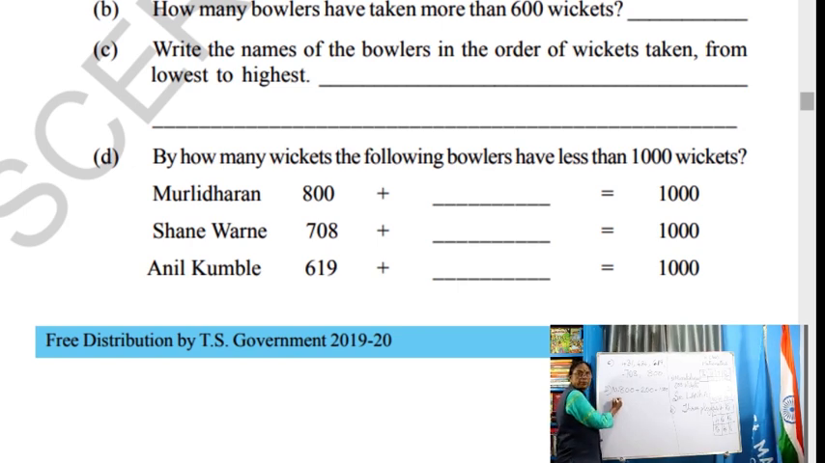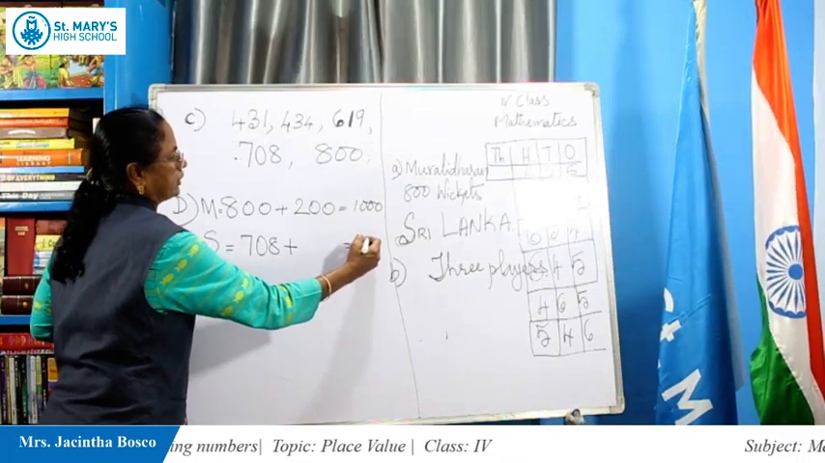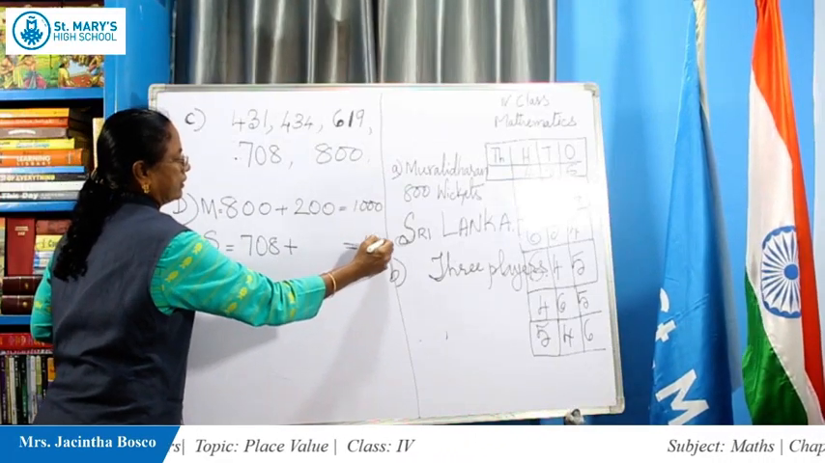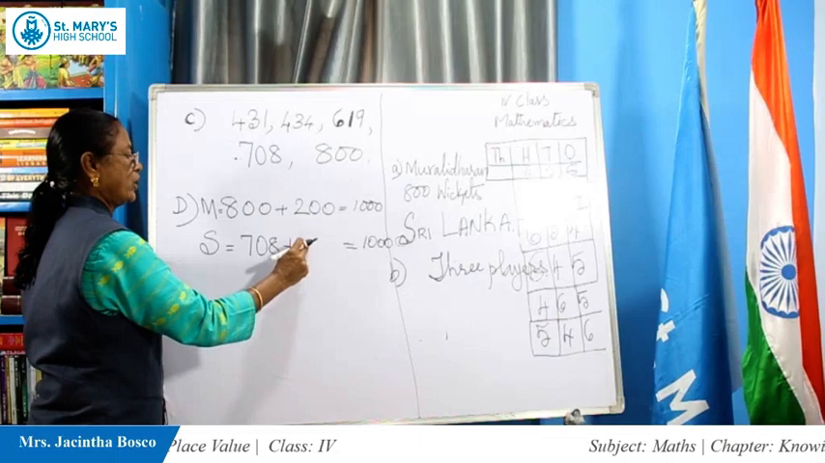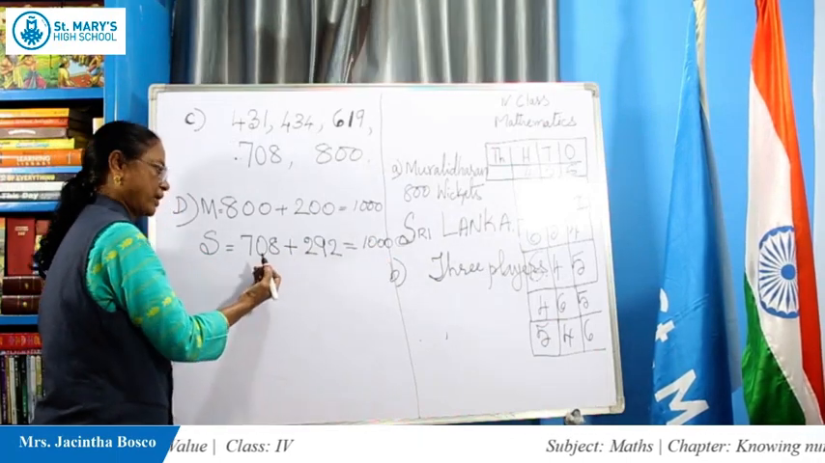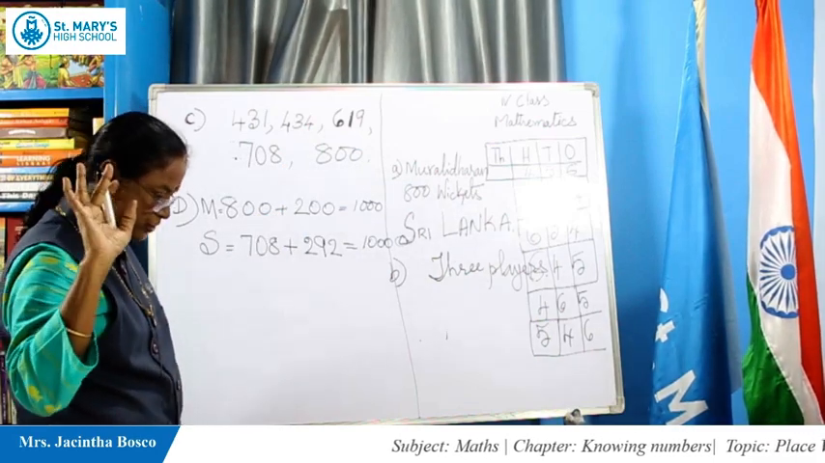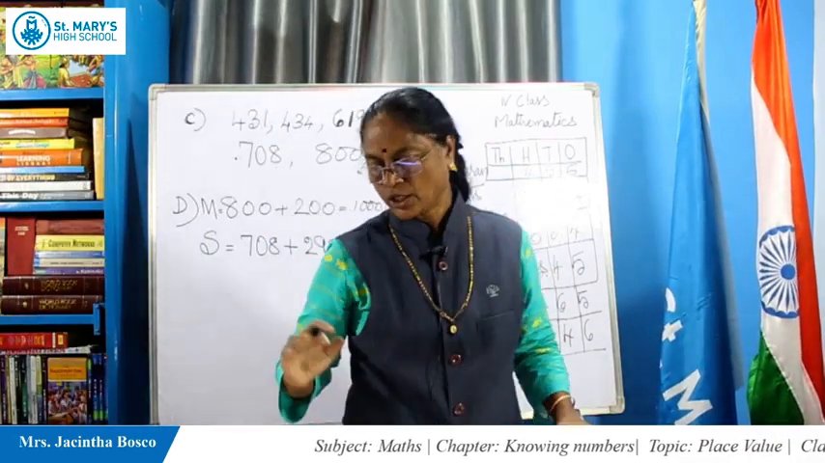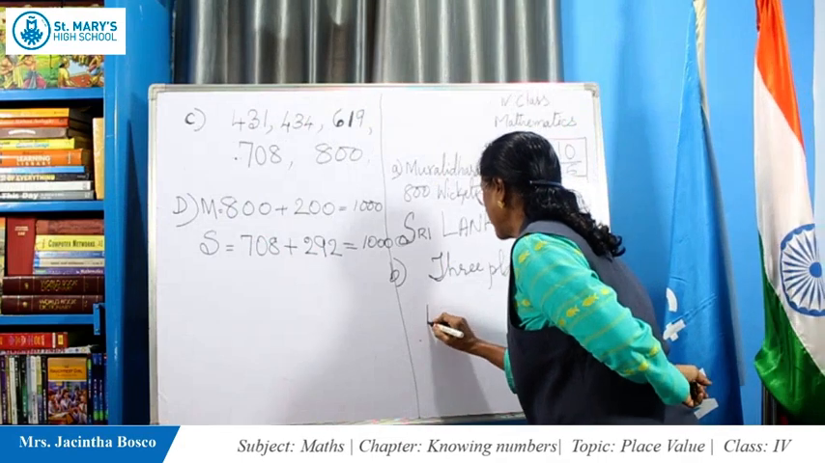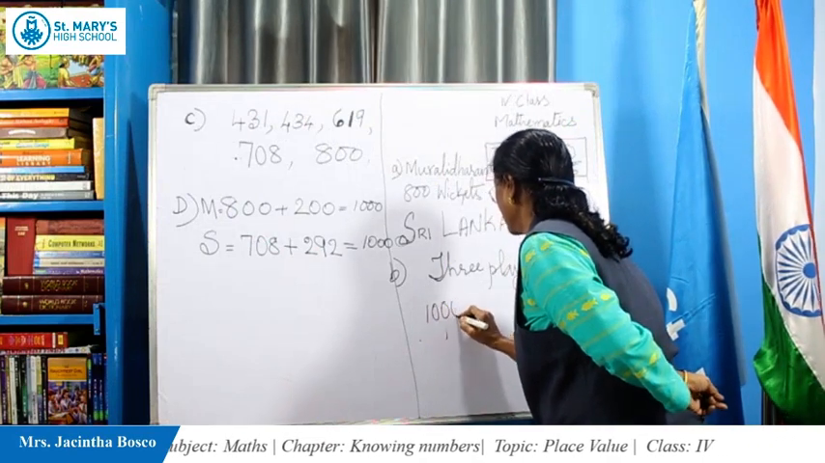Now, next player is Shane Warne. How many did he do? 708 plus is equal to 1000. To make 1000, what shall I write here? From 1000, 708, and write 292. How to subtract it? Take your rough column. First write 1000. I will show you this.